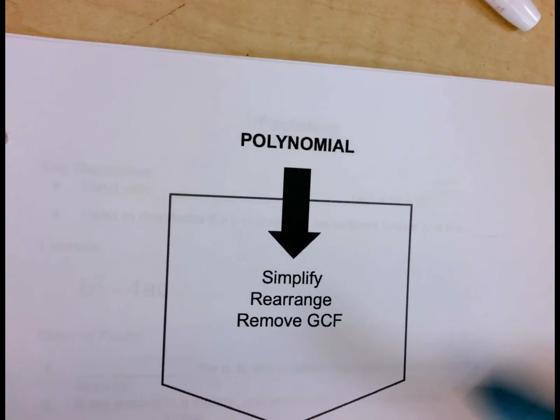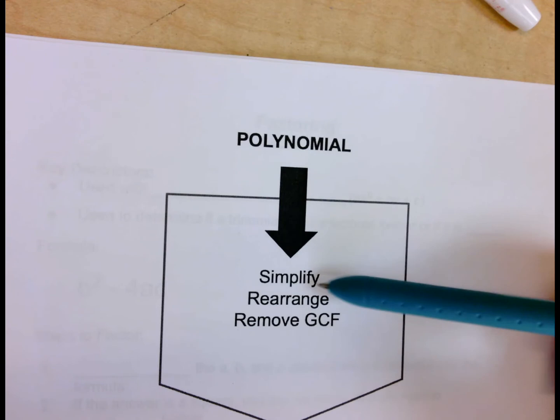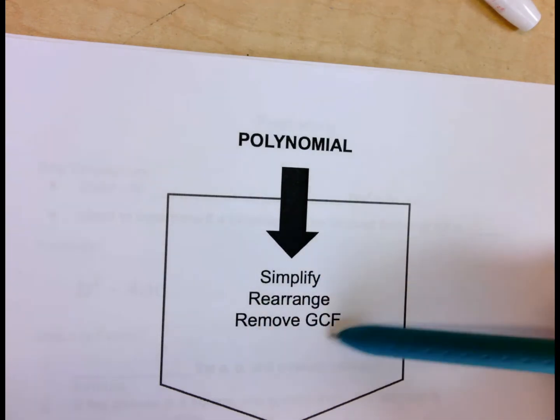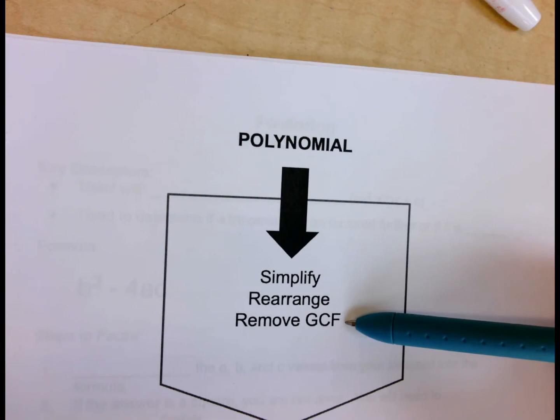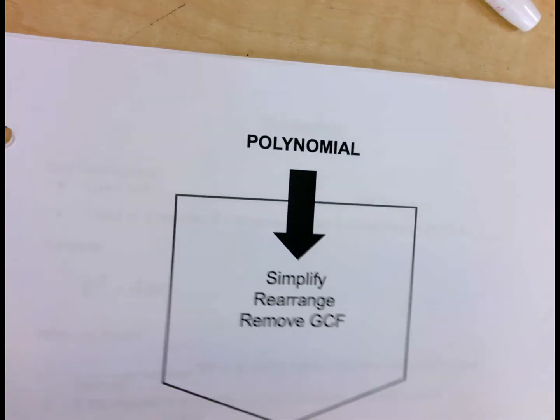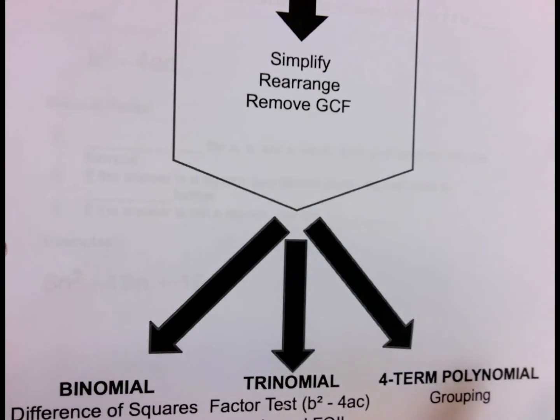Alright, so let's take a look at our factoring map one more time. Remember, we have a polynomial. First steps are always to check to see if anything needs to be combined, see that it's in standard form, and then check to make sure there's not a greatest common factor that needs to be removed. If none of those things need to be done, or if they do and you've done them, then you will be left with either a binomial, a trinomial, or a four-term polynomial.